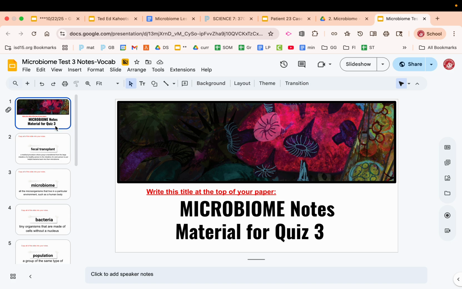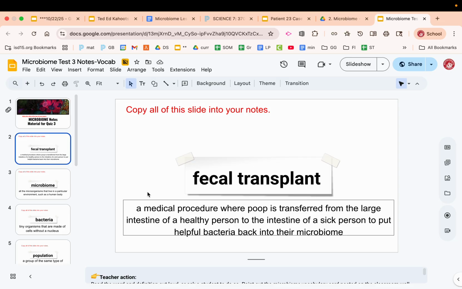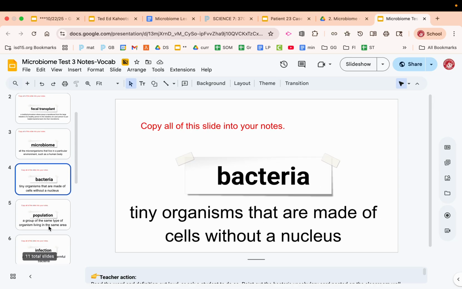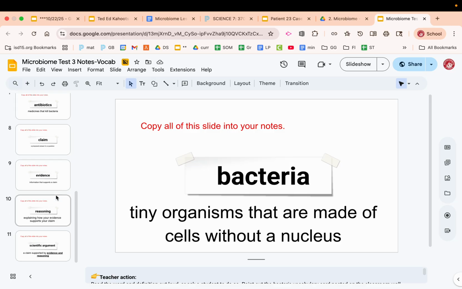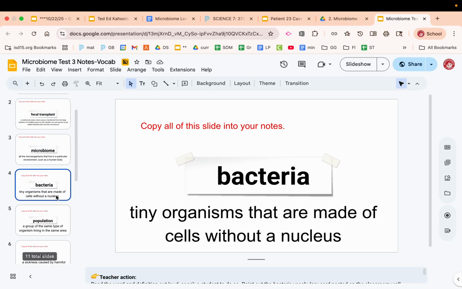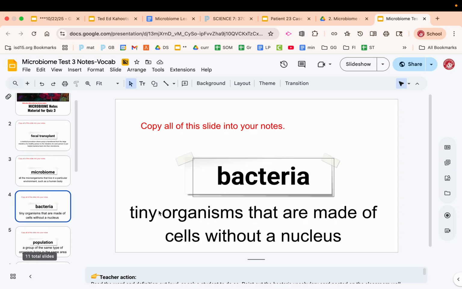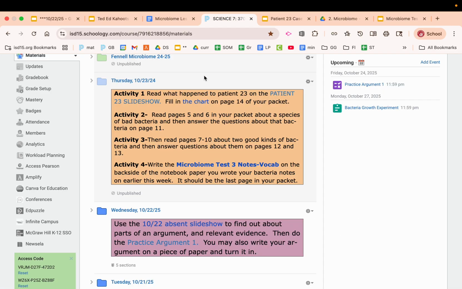So if you could just please read the directions, write the title at the top of your paper. This would be on the back of the sheet you wrote on the other day. Microbiome notes material for quiz 3. Fecal transplant. Write the definition. Microbiome, write the definition. Bacteria, write the definition. So write each word and the definitions. And if you could get a start on that today, it's quite a bit of writing today, I realize, and then we will have a little bit of time to finish these tomorrow. But activities 1 through 3 for sure should be done.